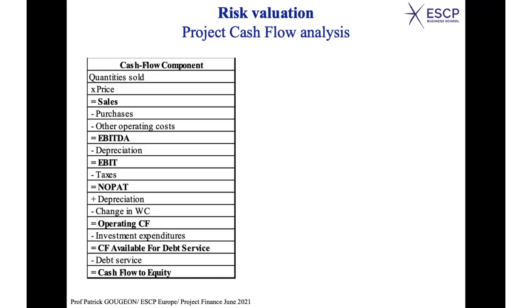The costs, the main costs, are purchases indeed, and all other operating costs that would include payroll expenses and the like. And then you obtain the EBITDA, earnings before interest, taxes, depreciation, and amortization. You are familiar with that. Then you take out depreciation and you find the EBIT, earnings before interest and taxes. Well, then you take taxes out, okay? You obtain the NOPAT, net operating profit after tax.